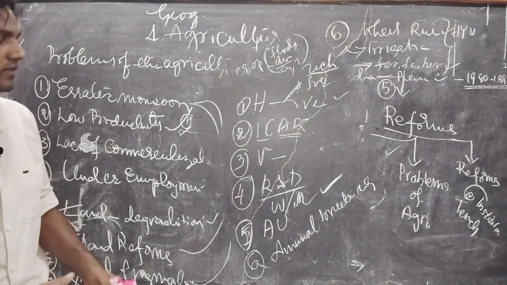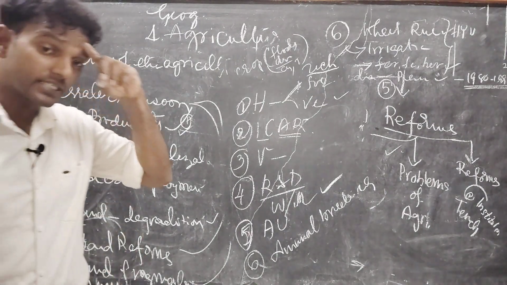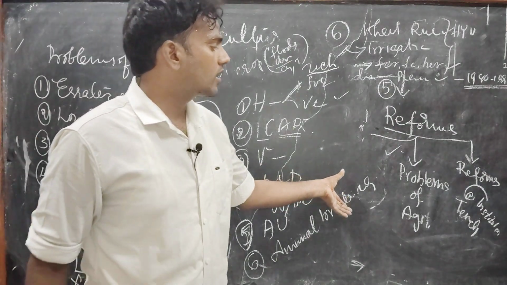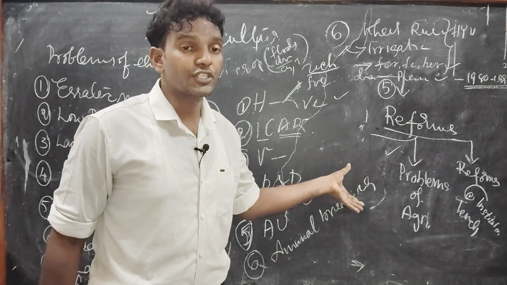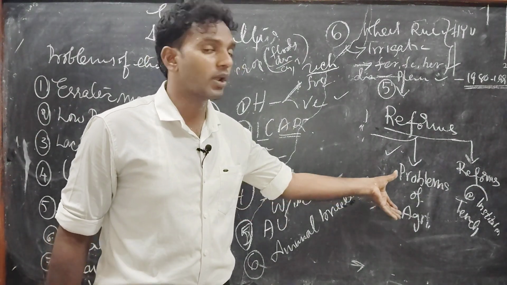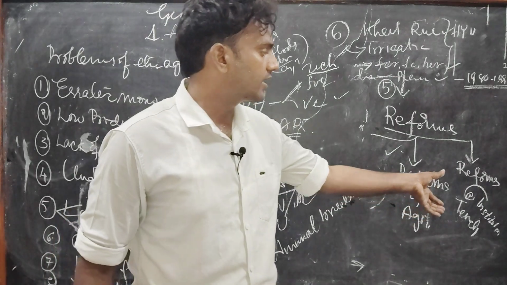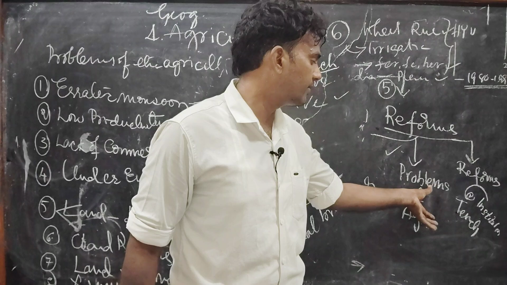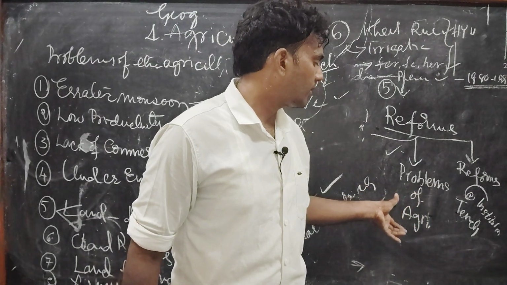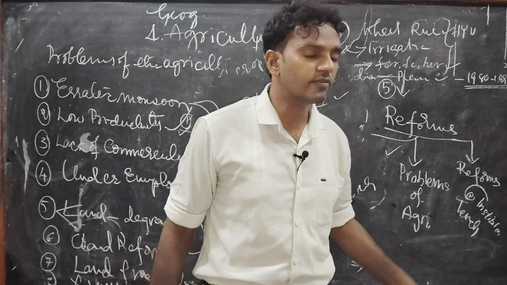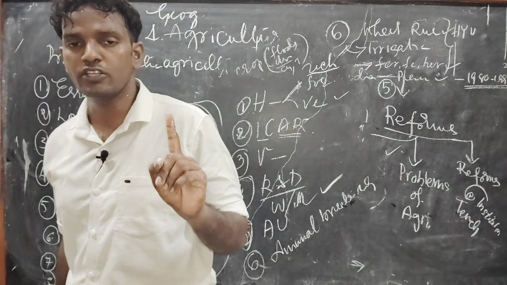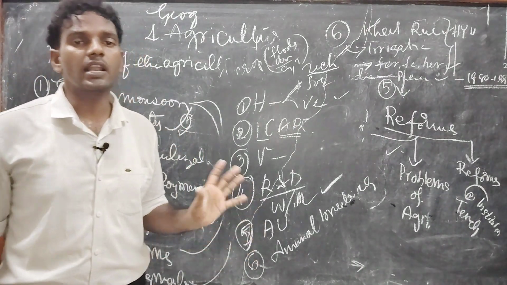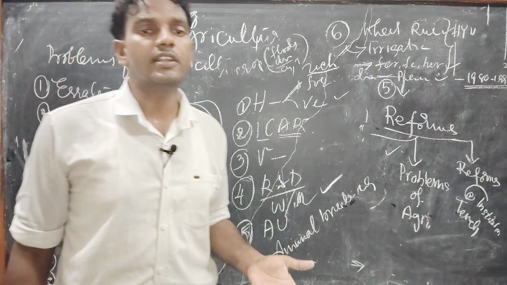So in this class, I am summarizing. In this class we discussed the origin and history of Indian agriculture. Second, the problems of Indian agriculture and reforms to give remedies for the problems of agriculture. There are two types of reforms we discussed: institutional reforms, and second, technical reforms. These are helpful for the development of agriculture in India.